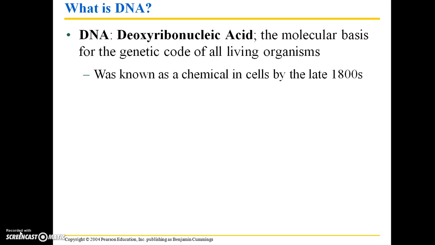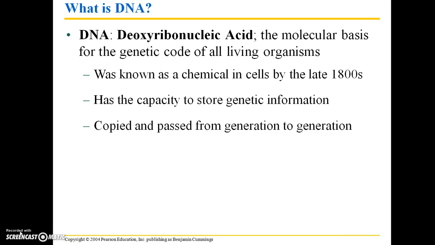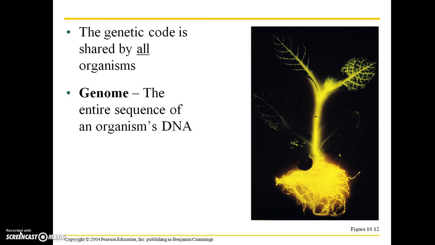It was known as a chemical in cells by the late 1800s. It has the capacity to store genetic information. It's copied and passed from generation to generation. And again, the genetic code is shared by all organisms. So everything that's alive on this planet that has all of those 7 properties of life that I introduced you to during the first lecture has DNA. And a genome refers to the entire sequence of an organism's DNA.